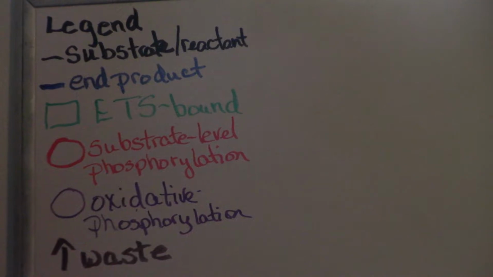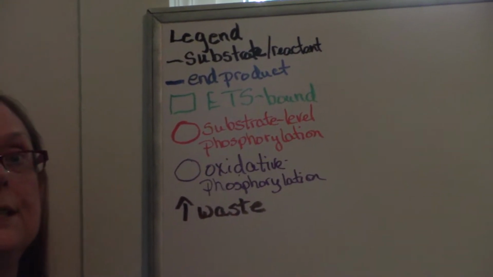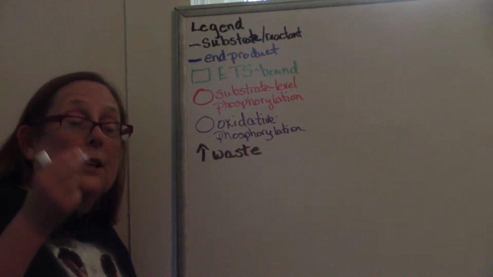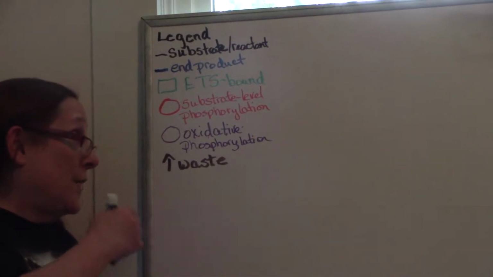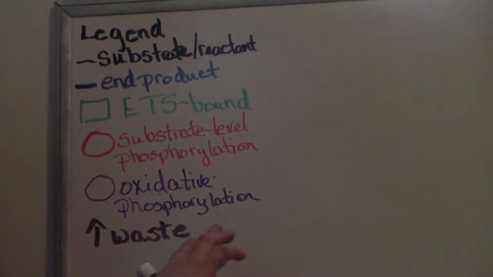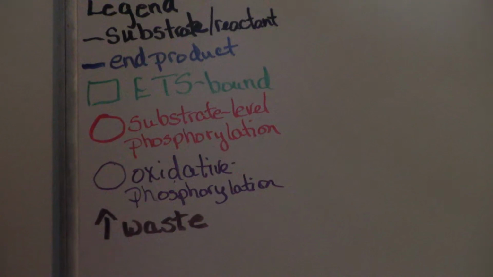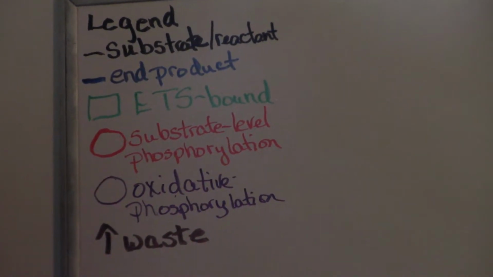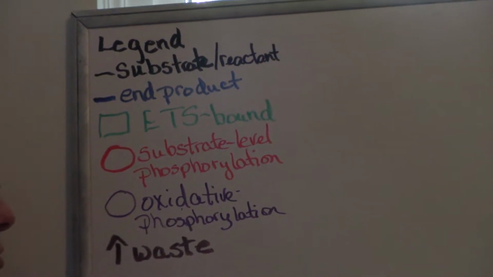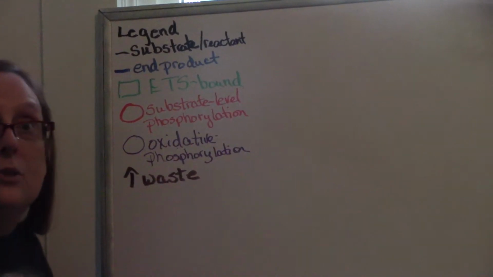These are two ways of adding that third phosphate group to ADP, adenosine diphosphate. Phosphorylation is simply adding a phosphate. Now, ADP is not the only compound that has phosphate groups added. There are proteins that have that too, but we're not talking about that in this course. That's more for an anatomy and physiology course. And then the brown is waste.